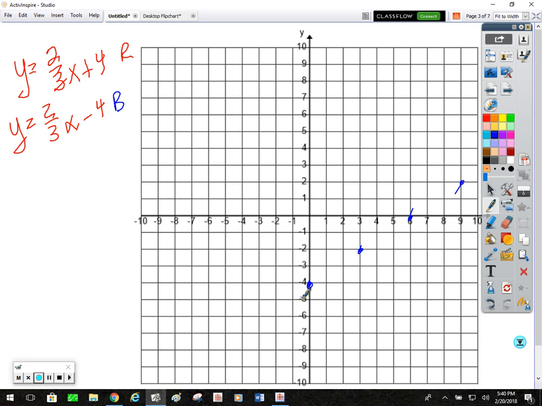We run out of room. Let's go back the other way, down 2, over 3, repeating. There's the blue. All right, let's switch to the red. This says start at positive 4 and go up 2, over 3.